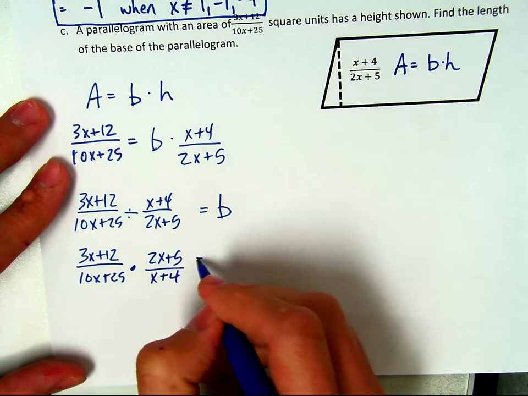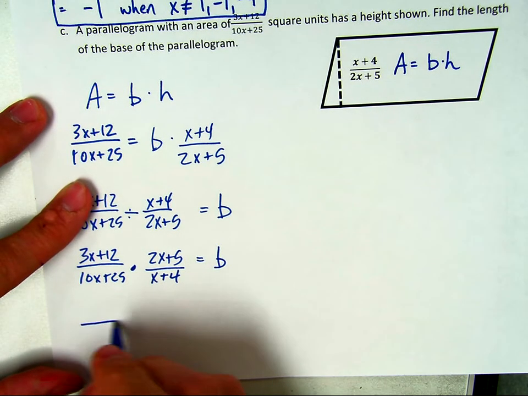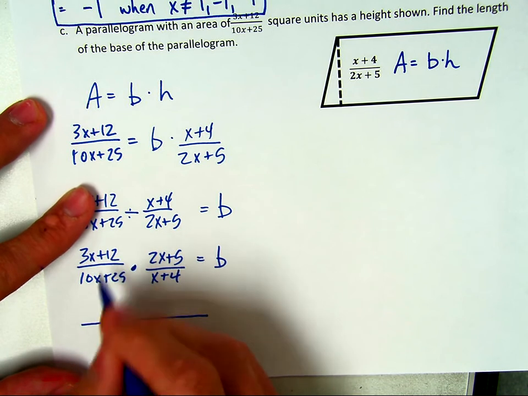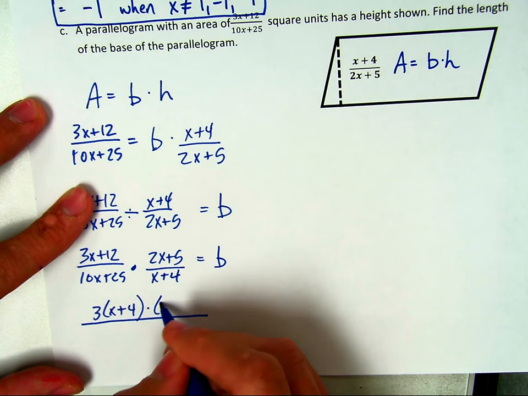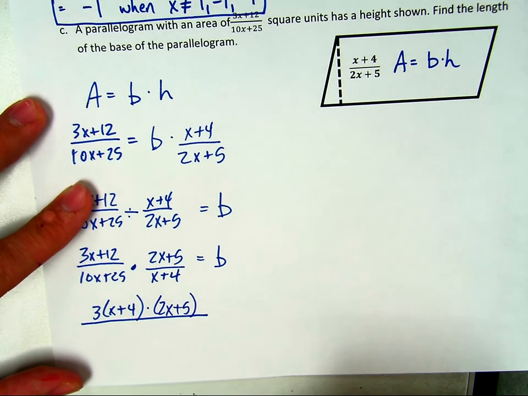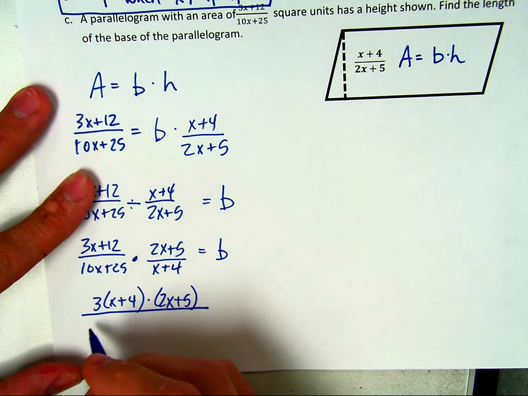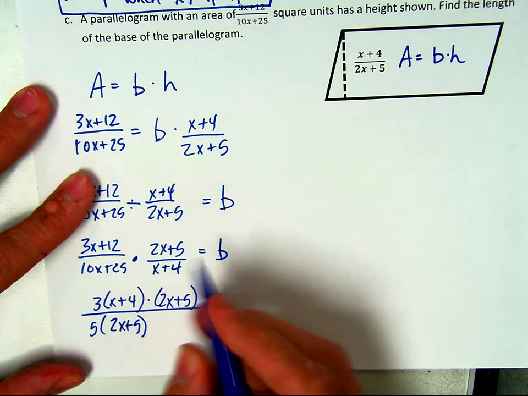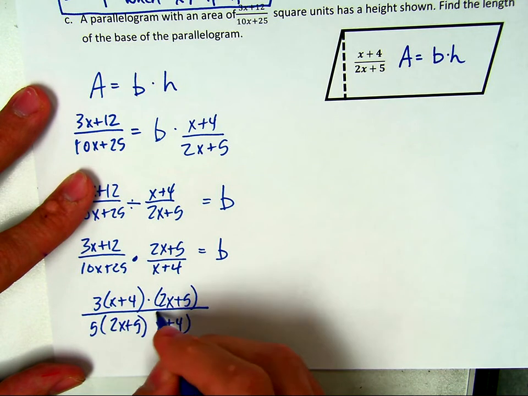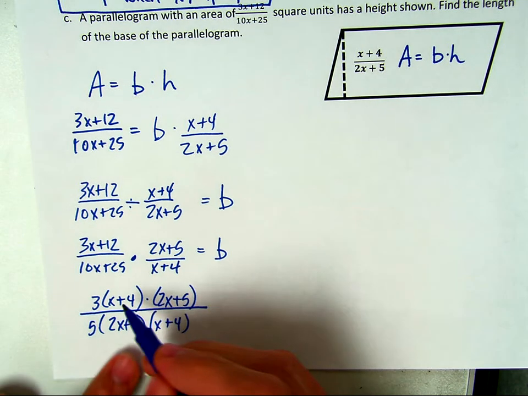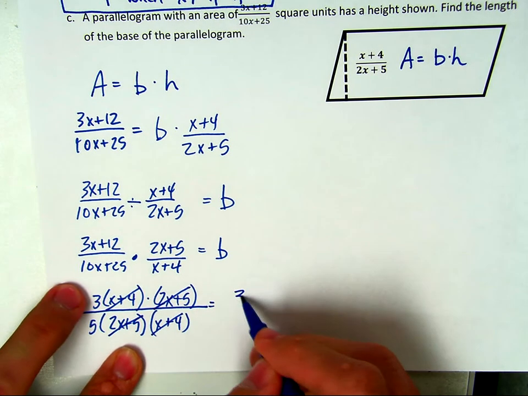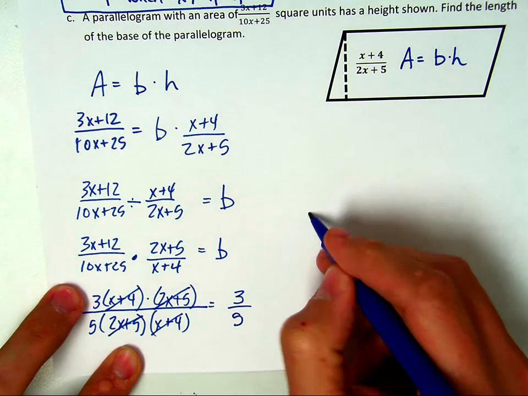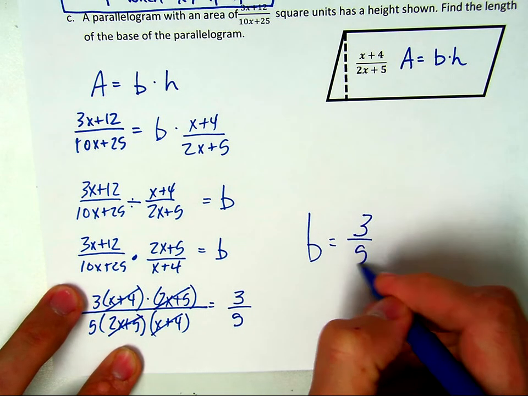This equals the base. So when we multiply, I'm going to factor. This has a GCF of 3. 2x plus 5 does not have a factor, so I'm just going to put it in parentheses. 10x plus 25 has a GCF of 5, so I end up with 2x plus 5. x plus 4 does not have a GCF, so I'm going to write it down here in parentheses. So we look for common factors. I've got x plus 4 and x plus 4, 2x plus 5, 2x plus 5. We're left with 3 over 5. So our base is equal to 3/5 in this problem.